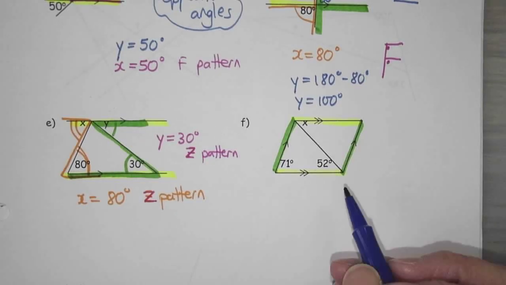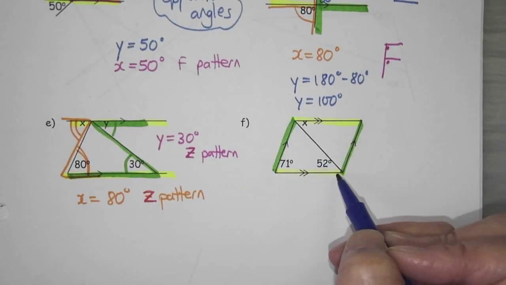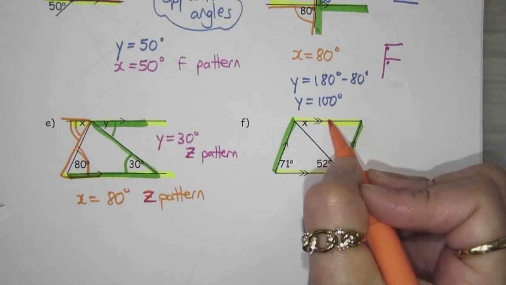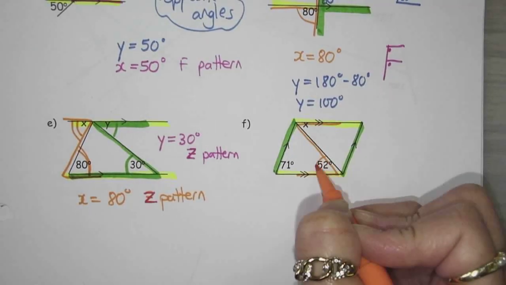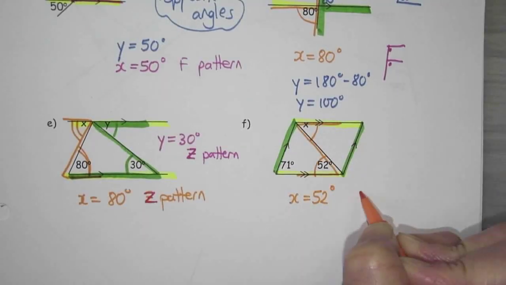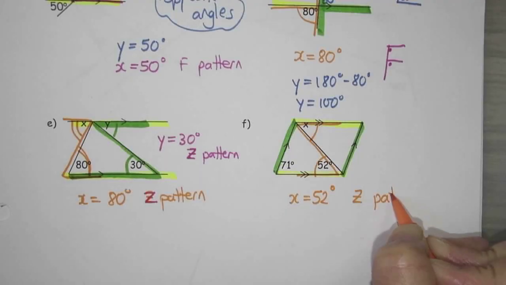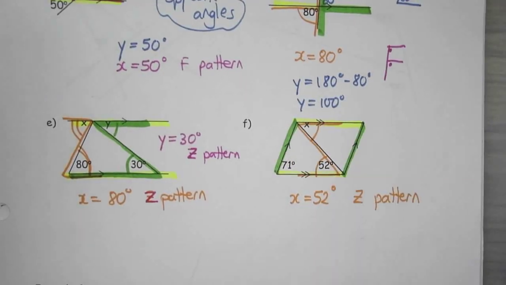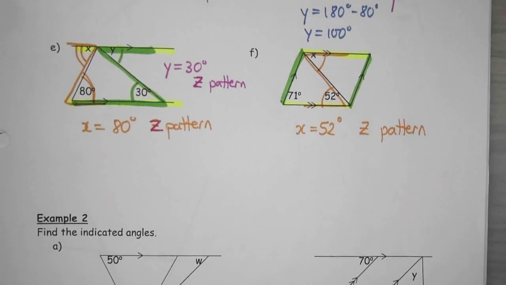All right, so this next one, again, I can see a Z here. When I highlight this, I'm going to say over here that this one should equal this one. So X right away is 52, and that's Z pattern. And I could have found other ones as well. I could have found 71. You can fill in as much as you want.